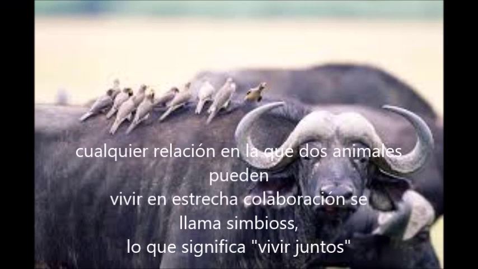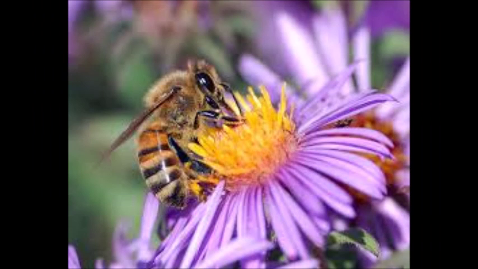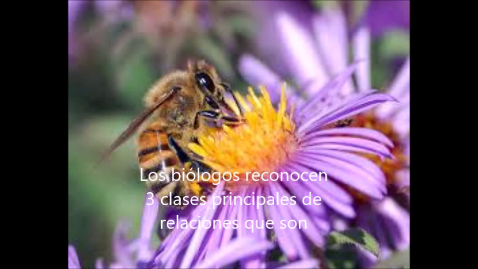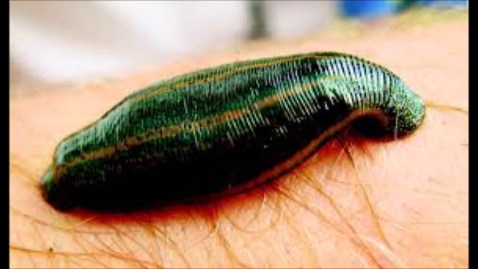Any relationship in which two species live closely together is called symbiosis, which means living together. Biologists recognize three main classes of symbiotic relationships in nature: mutualism, parasitism, and commensalism.